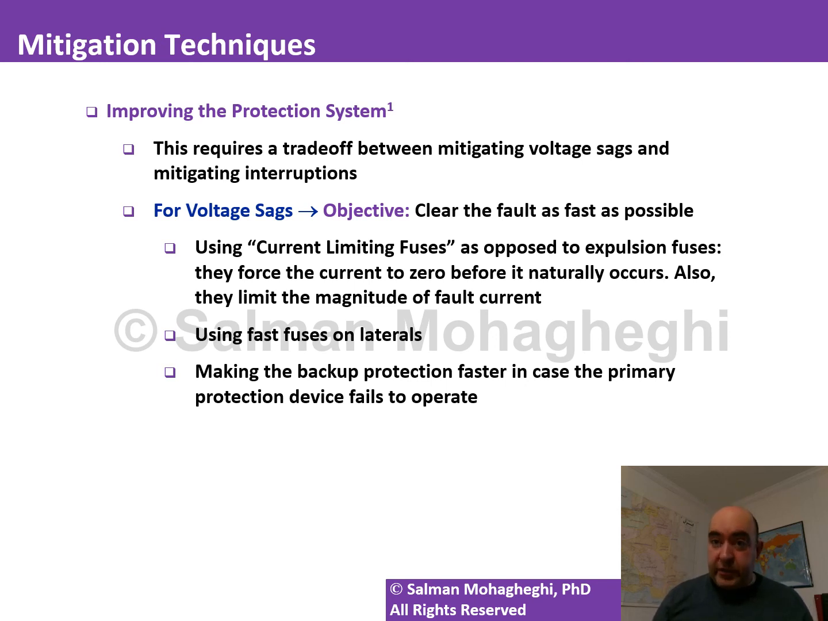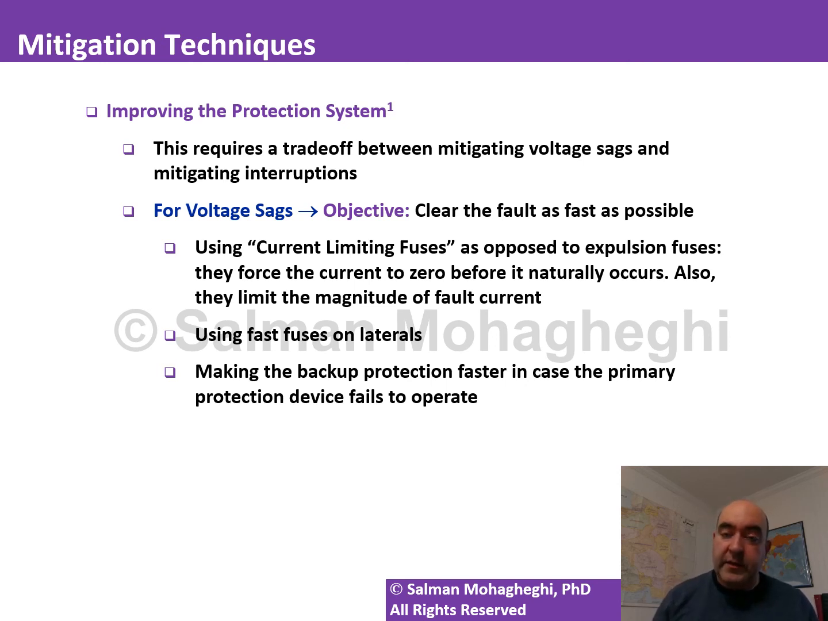Another thing we can do is we can make the backup protection faster. Now, this is not going to specifically help with the initial fault, but if your primary protection system does not kick in for whatever reason, then instead of waiting for a longer period of time for backup protection to kick in, your backup is going to be faster, again, meaning that the duration of that voltage sag event for the customers would be dramatically reduced.